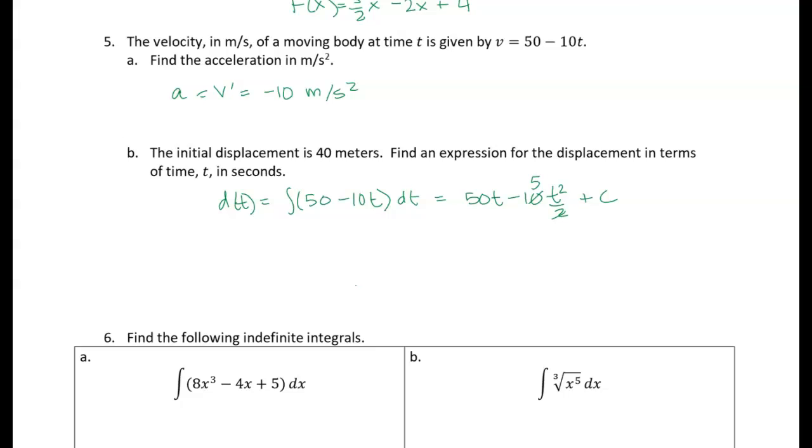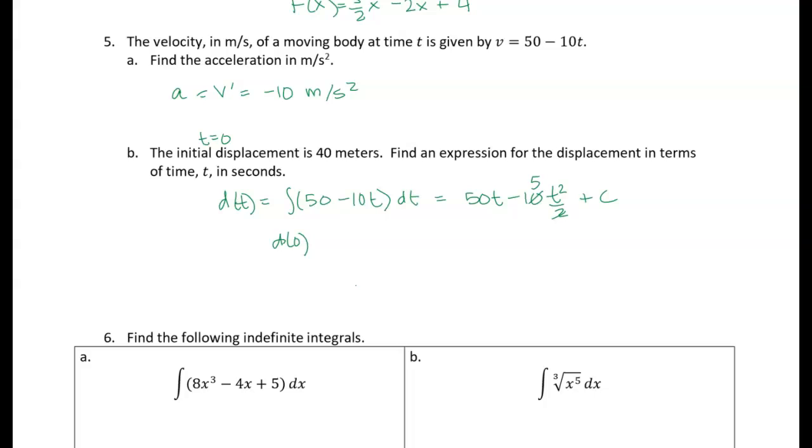All right, so now we don't want anything in terms of c, we want just in terms of time. So we want to get rid of that c. So let's evaluate it. We're given that the initial displacement is 40. Initial means t equals 0, right?